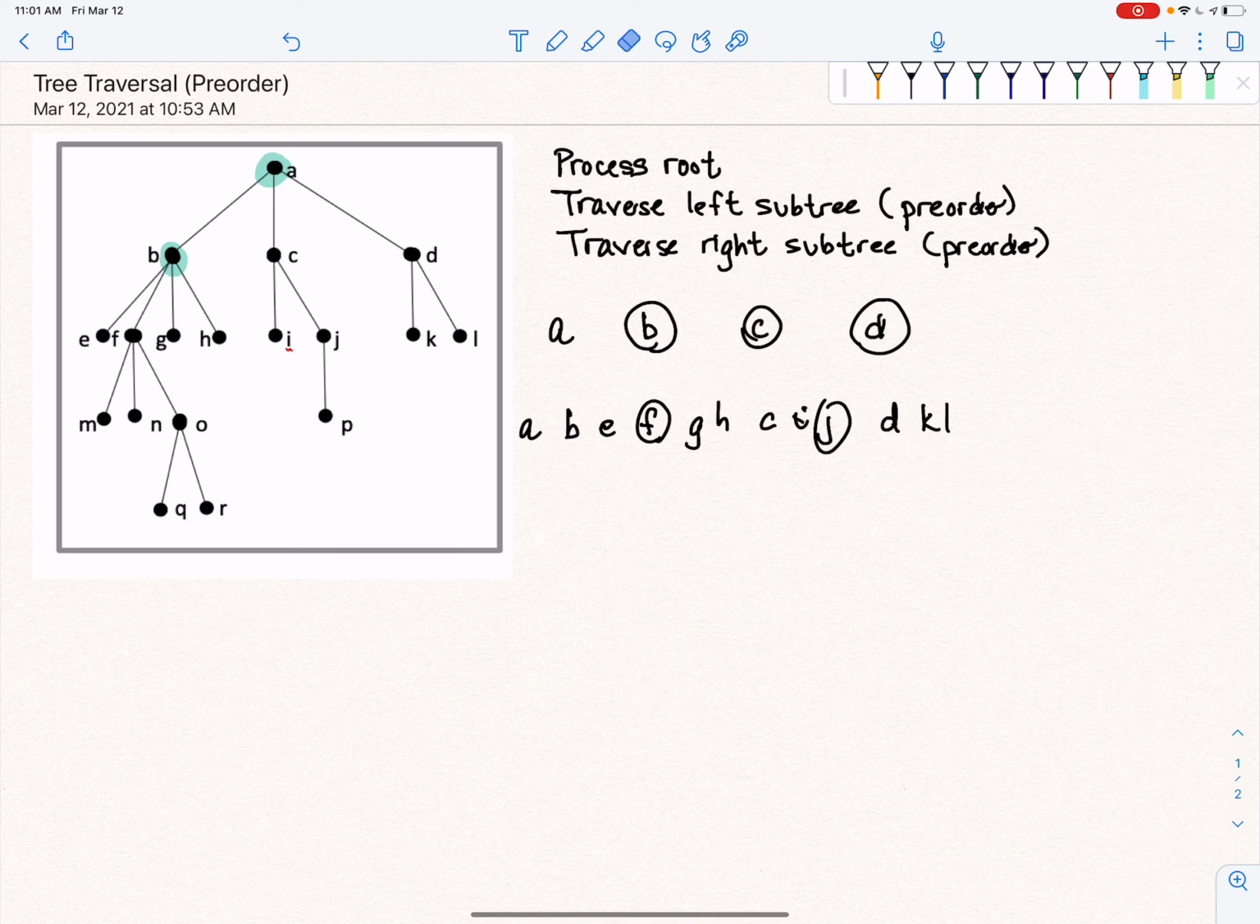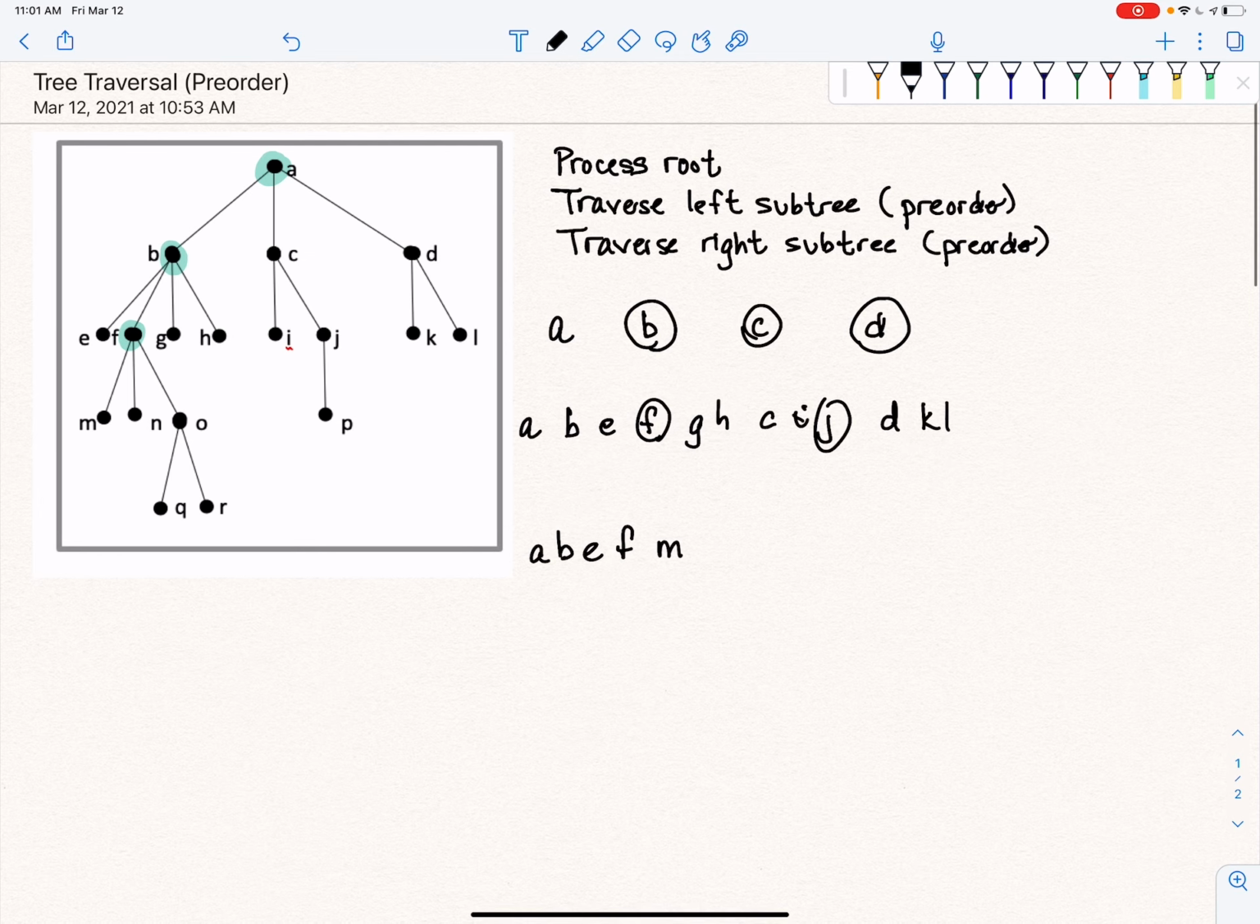So now I've erased some of this. A, B, E. Now, F gets processed. I'm going to highlight that over here. F gets processed. And then we look at all the children. So that means we have M, which is just a node, N, which is just a node, and O, which is a subtree. So then that all left off at F.